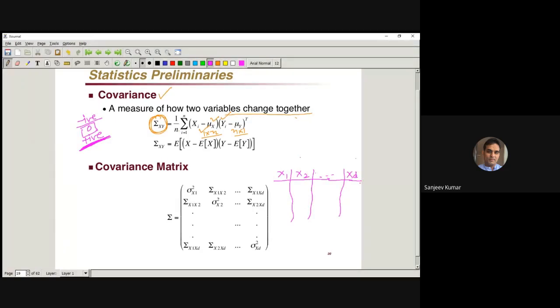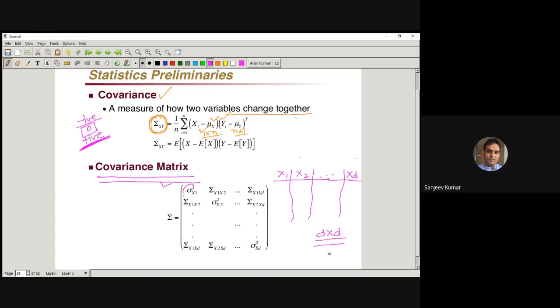Like in that city example, you are having 7 dimensions, x1, x2 up to x7, if I write like that. Then I can calculate the covariance matrix of that data. So what is this covariance matrix? If you are having d-dimensional data, the covariance matrix will be a d by d symmetric matrix.